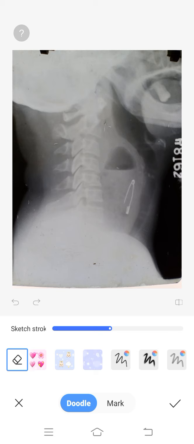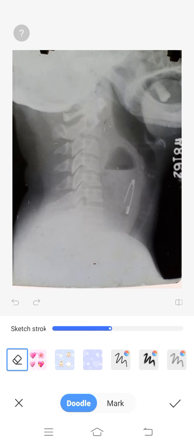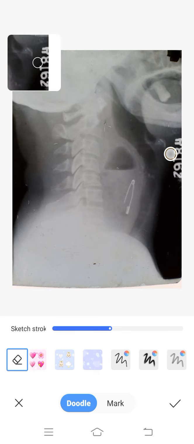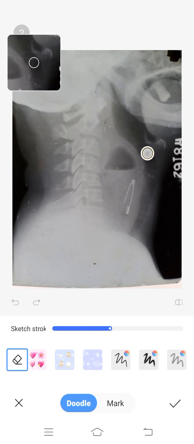So this is an X-ray soft tissue neck lateral view showing the lower part of the skull and the upper part of the chest. Now I'll tell you the normal findings. This is straightening of the cervical vertebra. This is the airway. You can make out the epiglottis. So this is the laryngeal inlet, and this is the airway.